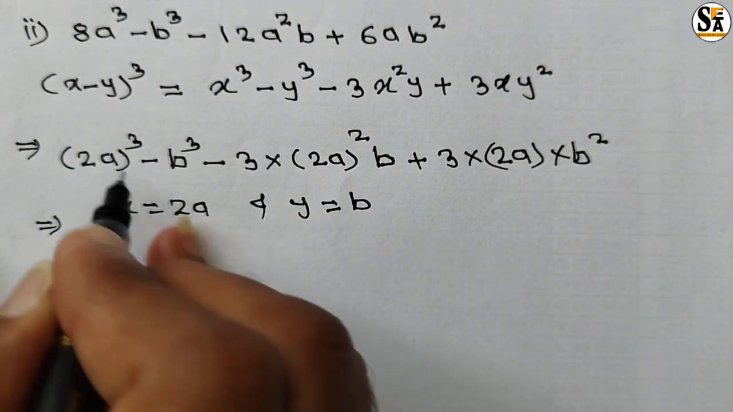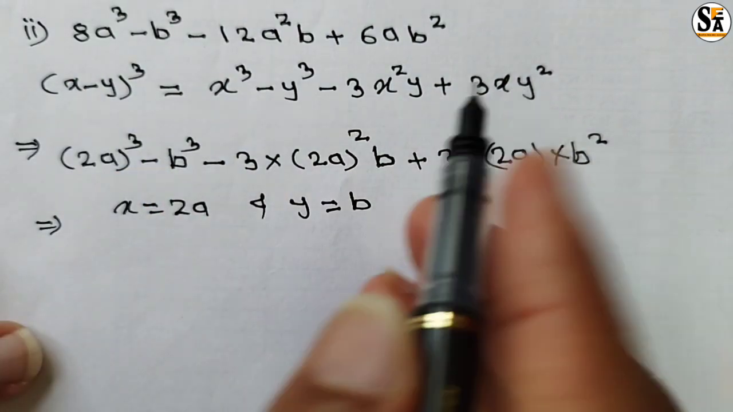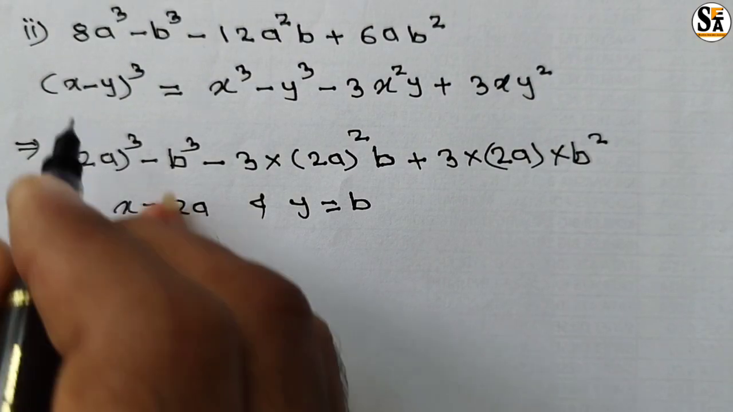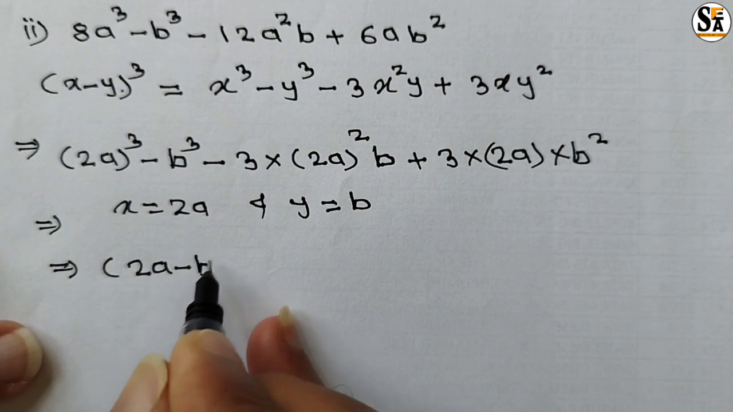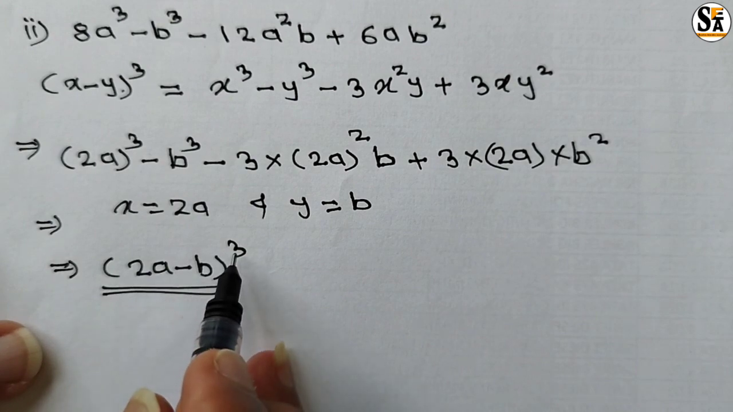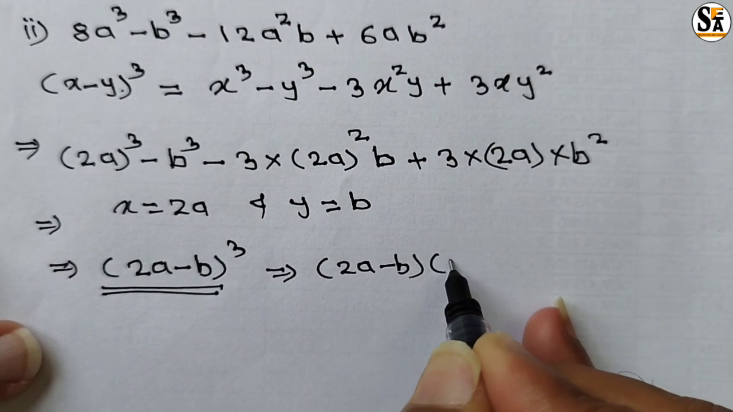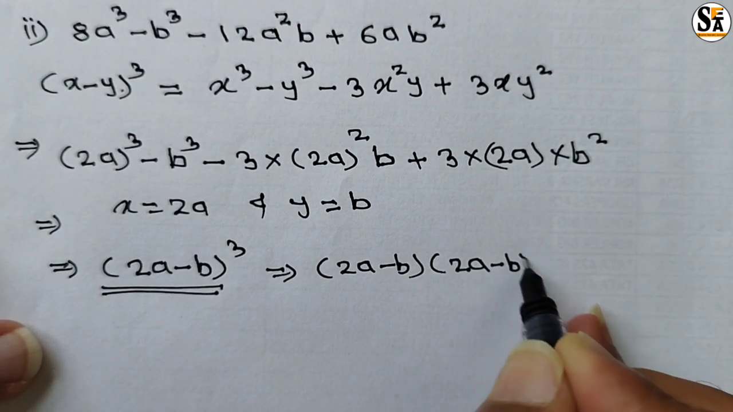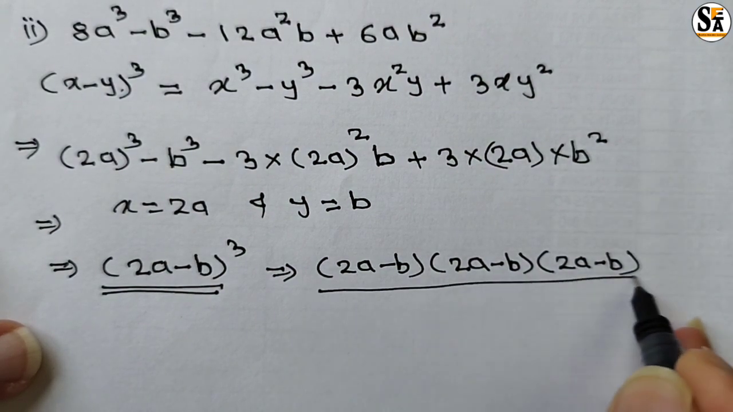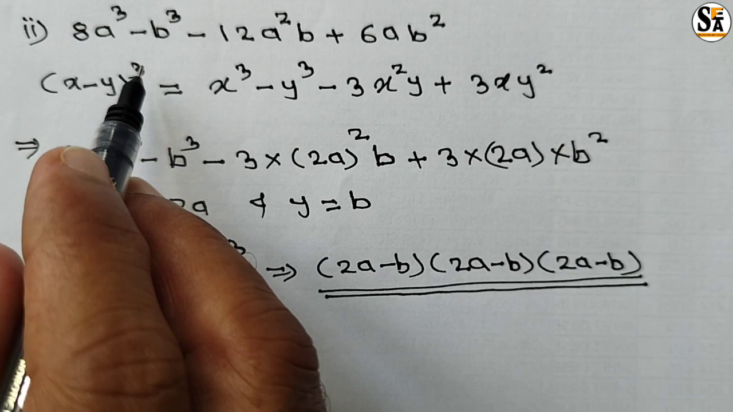So put this, use this expression, this identity, and we can factorize this as, in the bracket x minus y means (2a minus b) bracket cube. So factors of this expression are (2a minus b) bracket cube. That means 3 times this 2a minus b, second 2a minus b and 2a minus b. So these are the factors. We have made these factors using the identity (x minus y) bracket cube.